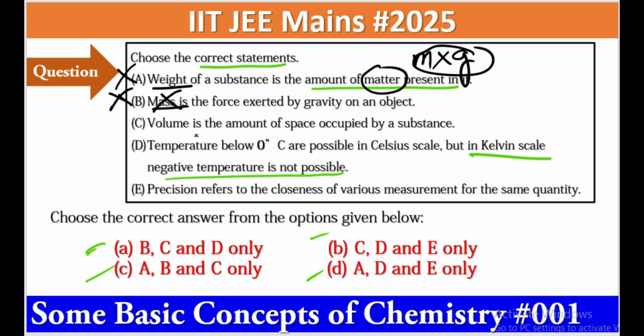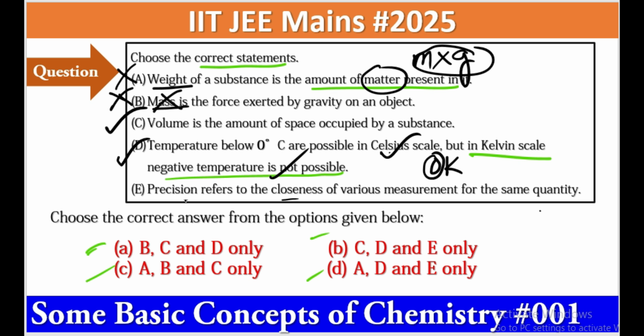Statement C, volume is the amount of space occupied by a substance. Yes, it is correct. Temperature below 0 degrees centigrade are possible in Celsius scale. It is correct. But in Kelvin scale, negative temperature is not possible. Yes, it is also correct. You cannot go below 0 Kelvin. 0 Kelvin is the lowest temperature in Kelvin scale or absolute scale.